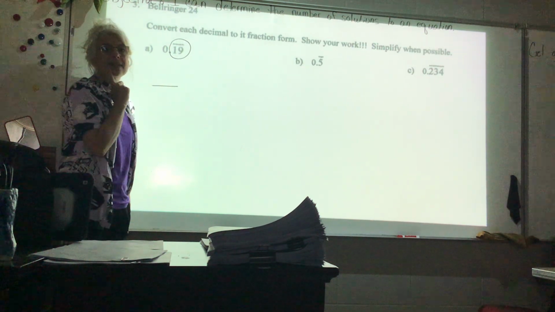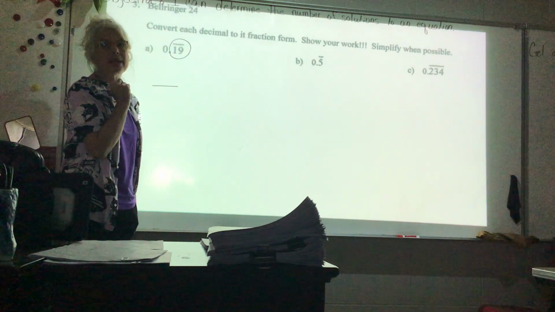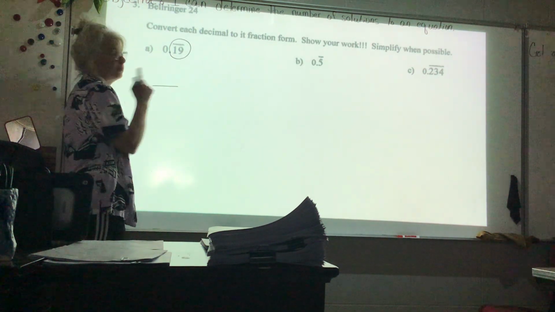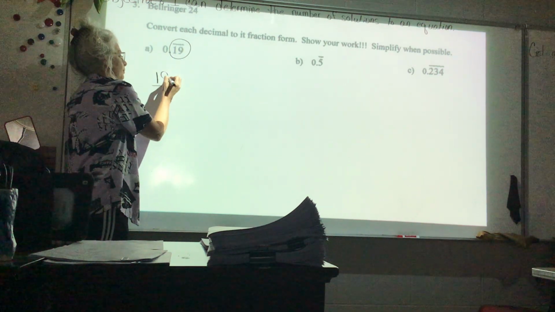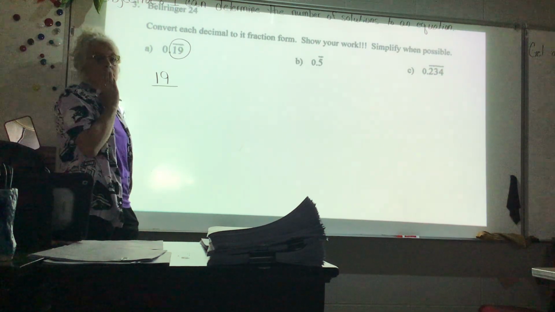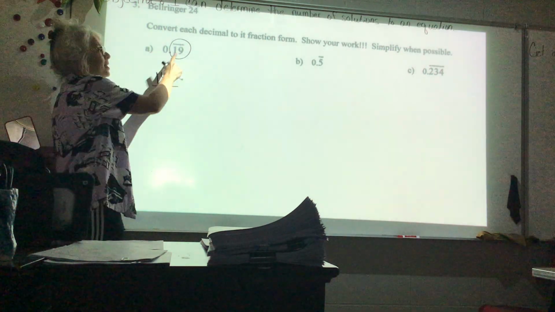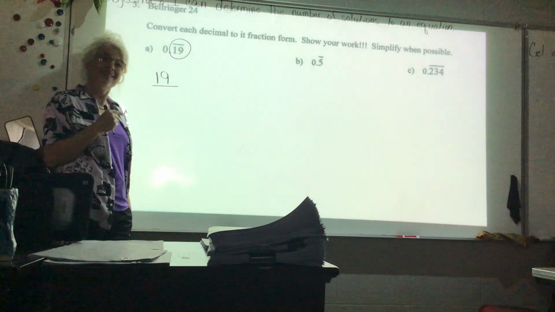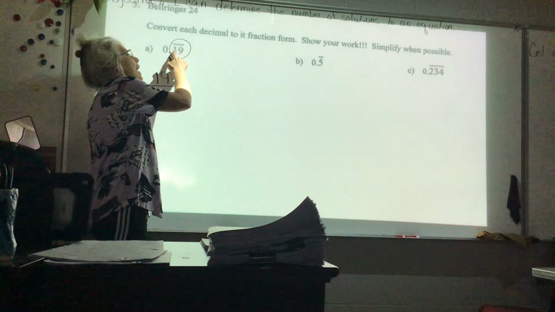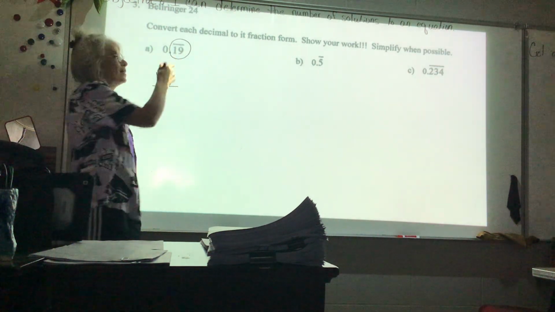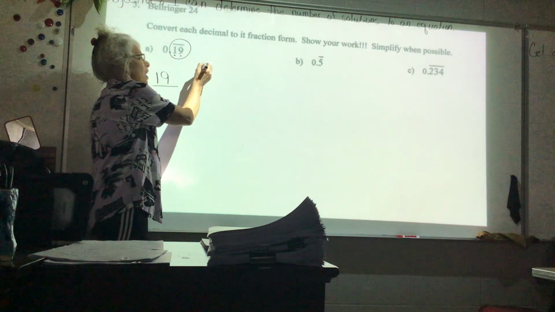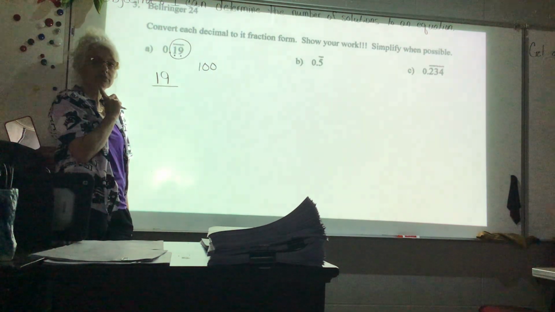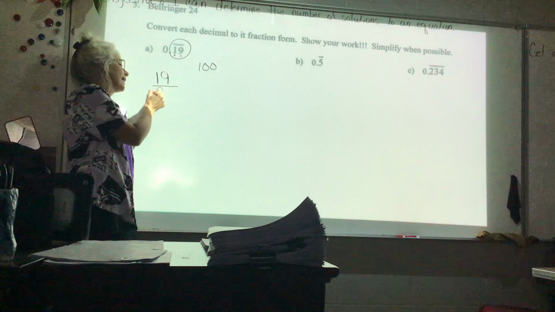Are we gonna use these numbers to the right of the decimal as the numerator or denominator? Numerator. Just like the other way. Now we need to figure out what we need to use for the denominator. What place value is the 9 in? Hundredths. So it's in the hundredths spot. Subtract 1, and what do you get? 99.